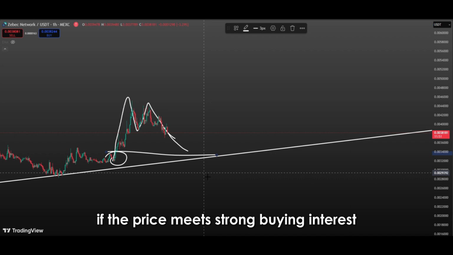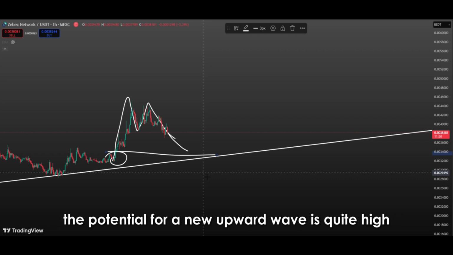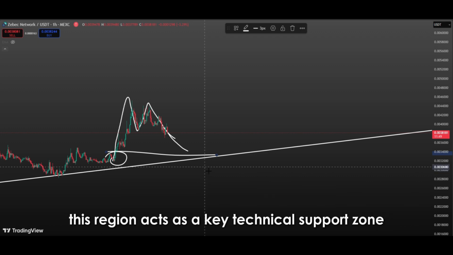If the price meets strong buying interest at the neckline, the level where the formation started, the potential for a new upward wave is quite high. This region acts as a key technical support zone.